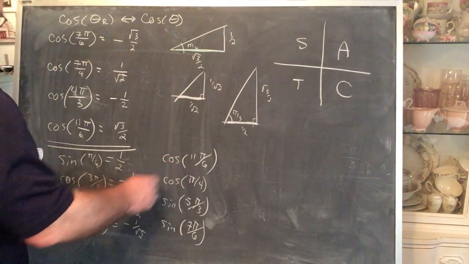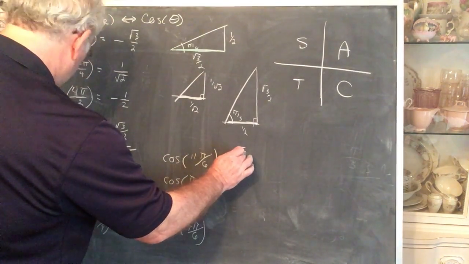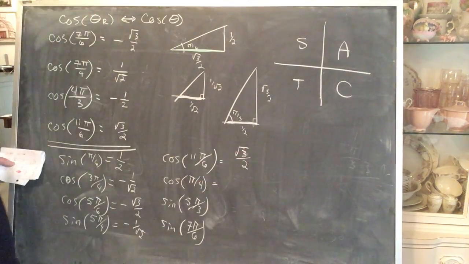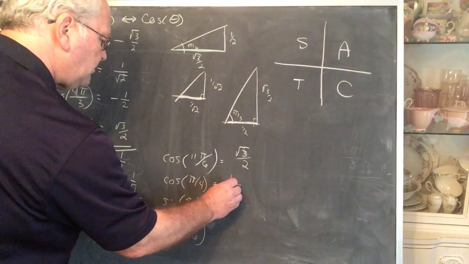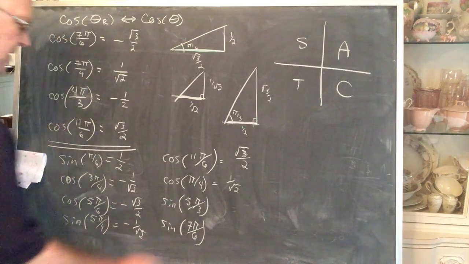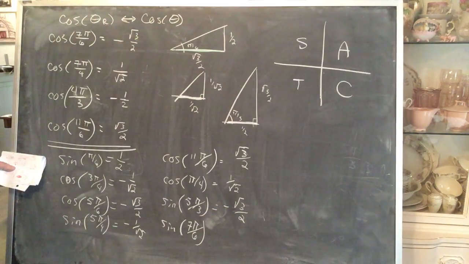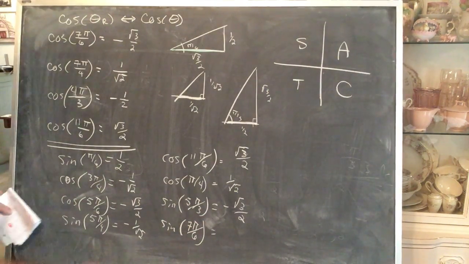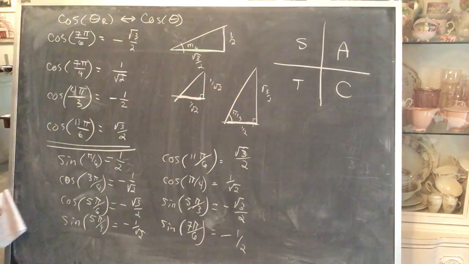Cosine of 11 pi over 6 is square root of 3 over 2. Cosine of pi over 4, well, that's in quadrant 1, so we know that's positive. That's 1 over square root of 2. Cosine of 5 pi over 3 is negative square root of 3 over 2. And sine of 7 pi over 6, let's go ahead and think through this one. 7 pi over 6, that's quadrant 3, sine is negative. The reference angle family for pi over 6 is the vertical value, so that's 1/2. Negative 1/2 is that value.